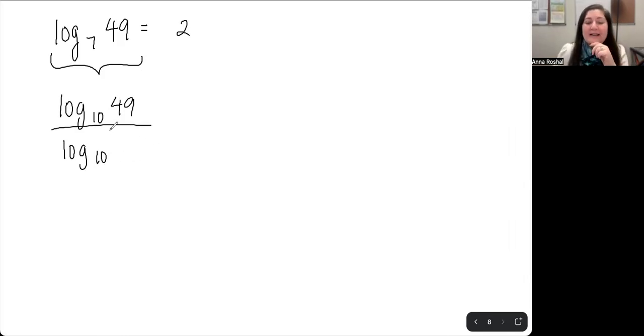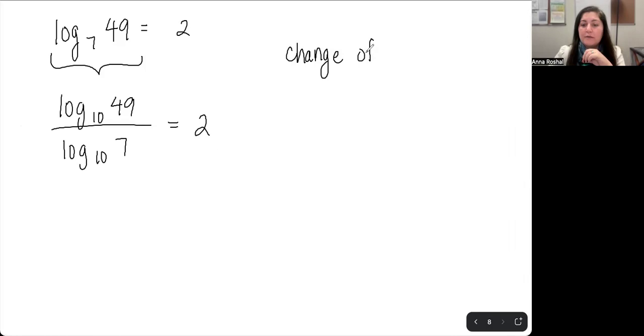Okay, so log base 10 of 49 divided by log base 10 of 7. And then once you push this into the calculator and you push equals, you should get the answer of 2. This is known as the change of base formula. It's not necessarily something that you have to memorize. It's just kind of intuitive, right?